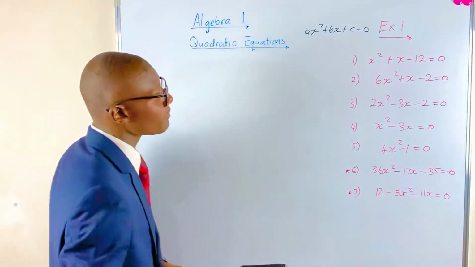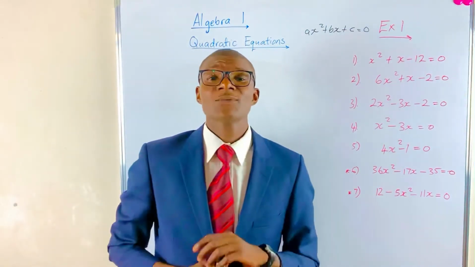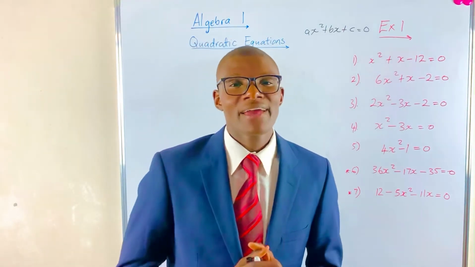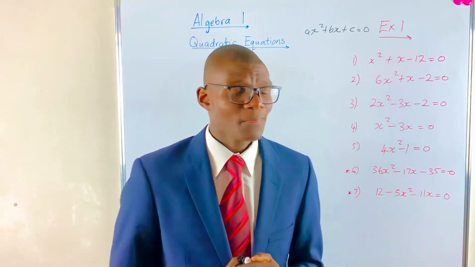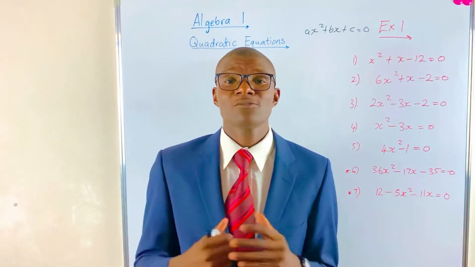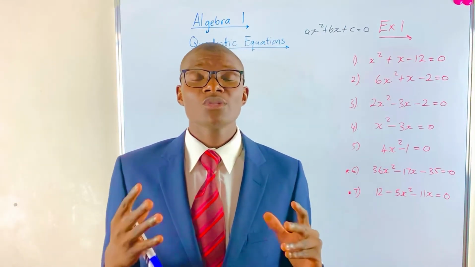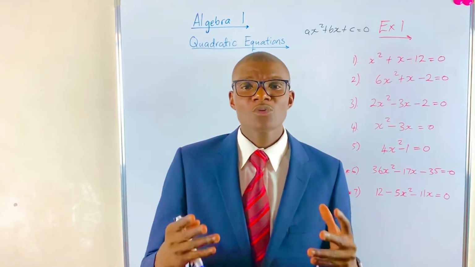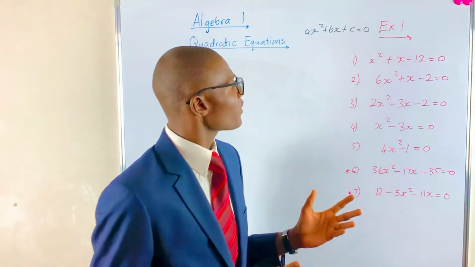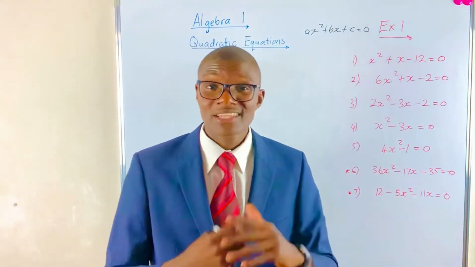Okay, so from number 1 up to 5, we've just looked at how we solve quadratic equations by using the factors. So now for number 6 and 7, we shall use the quadratic formula. But for you to use the quadratic formula, you have to know that it applies for a situation whereby it is very difficult to find the two factors.